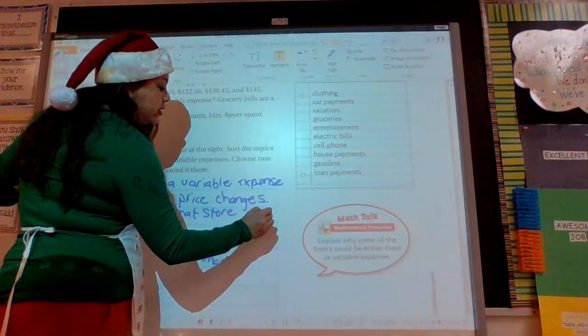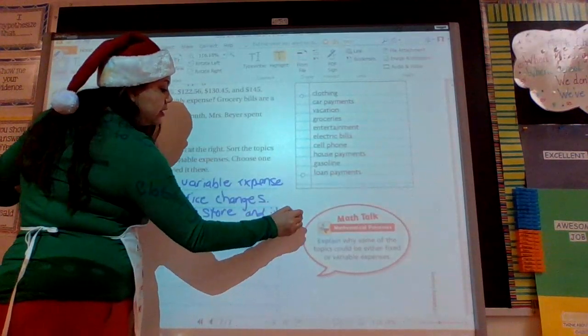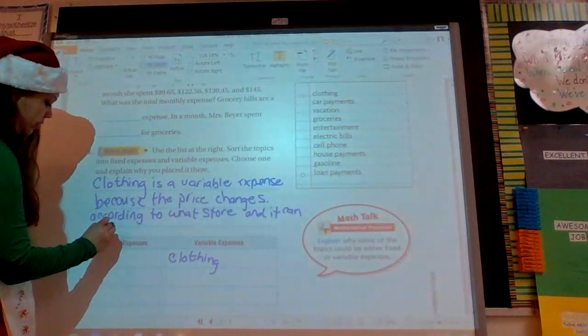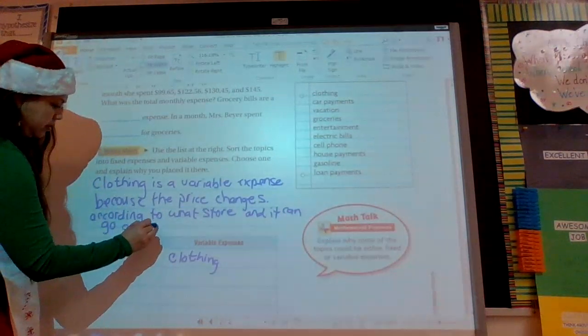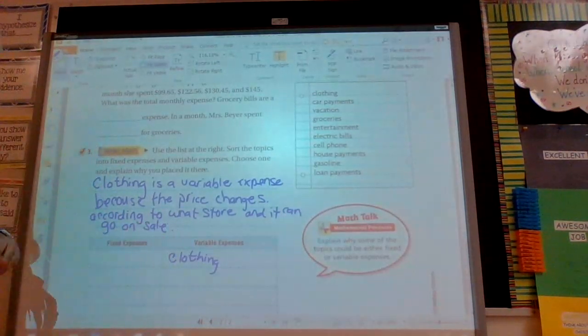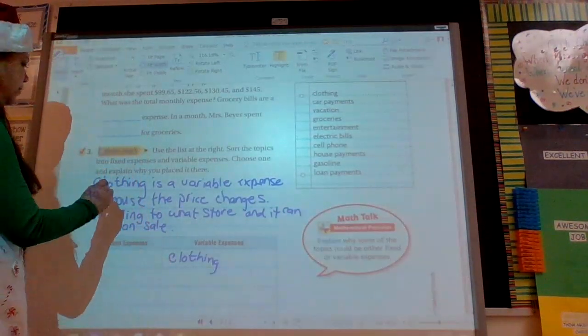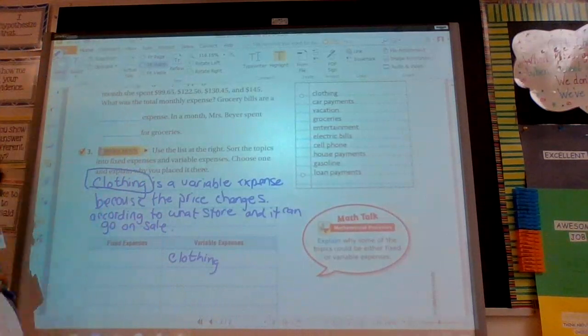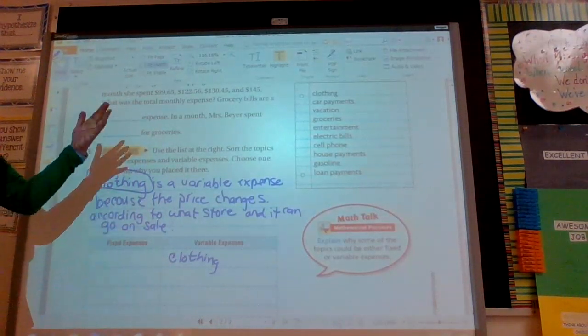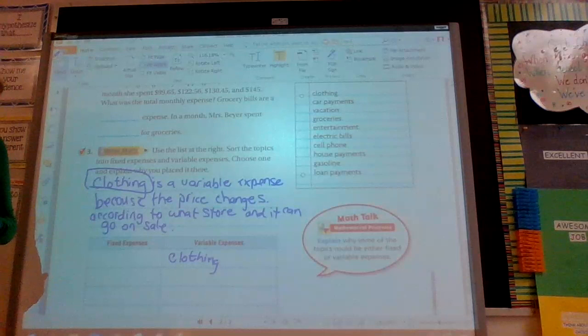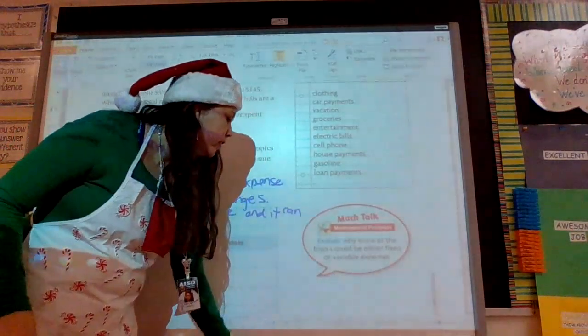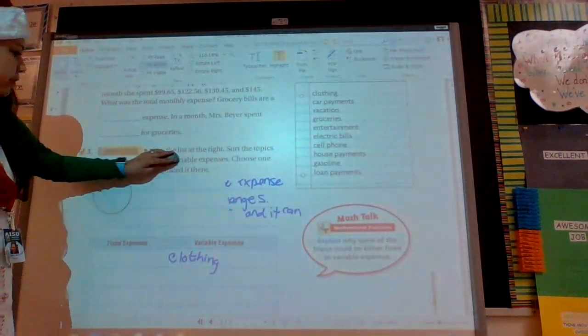And it could go on sale. So that's what I would write for one of the items that we chose. And I just chose the first one. But you're welcome to go through those and tell me why you think items change or not change or are fixed. Okay, I'm going to erase this and pull this up.